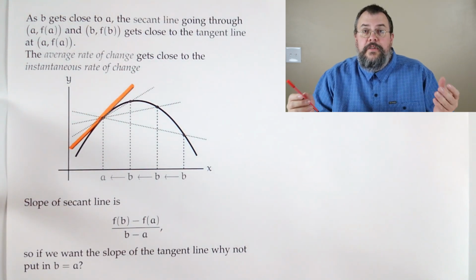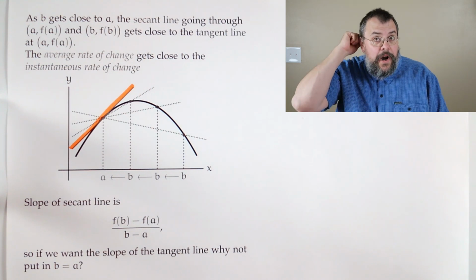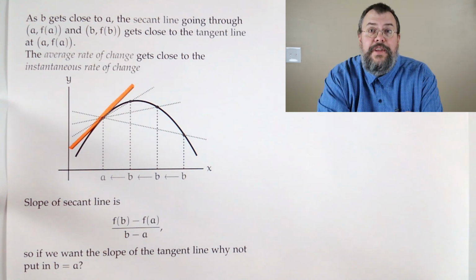Now, this poses a question. Well, we know we want B to get closer to A. Why not just put in B equals A?